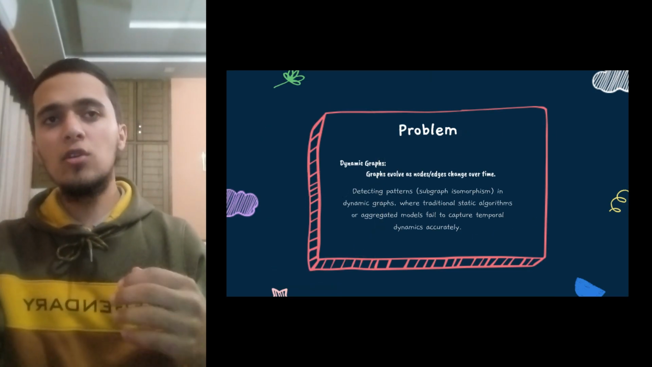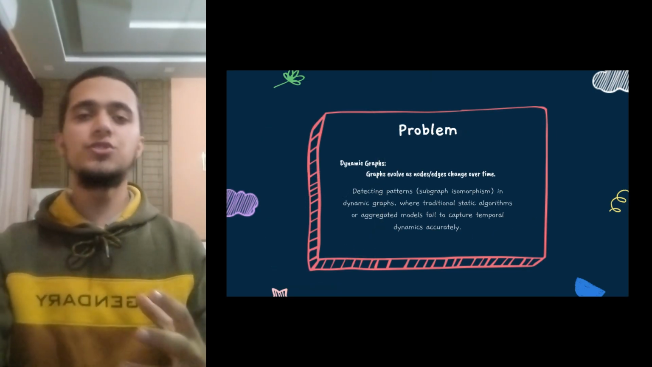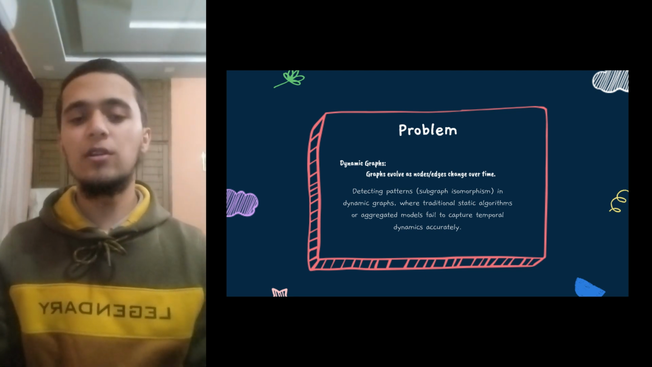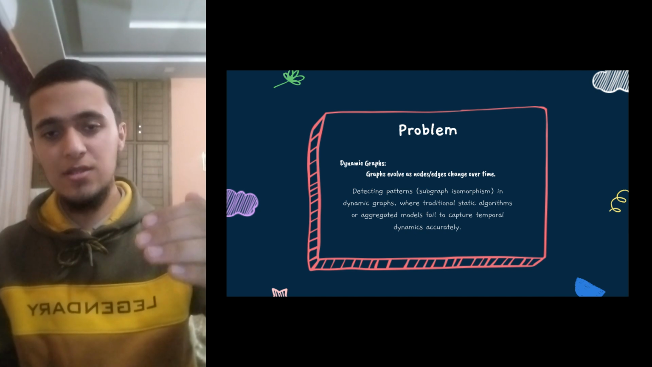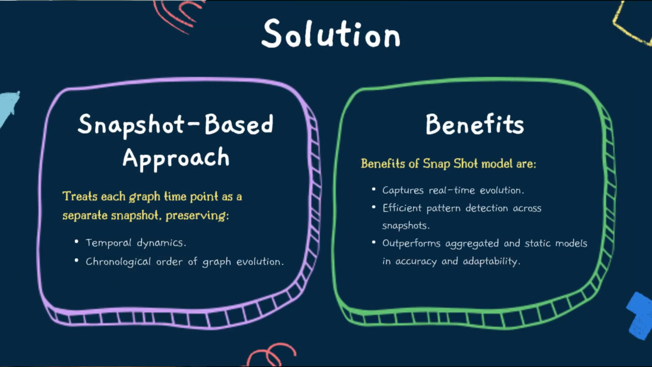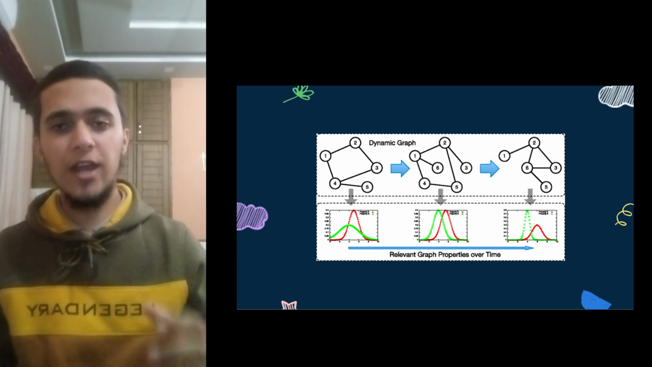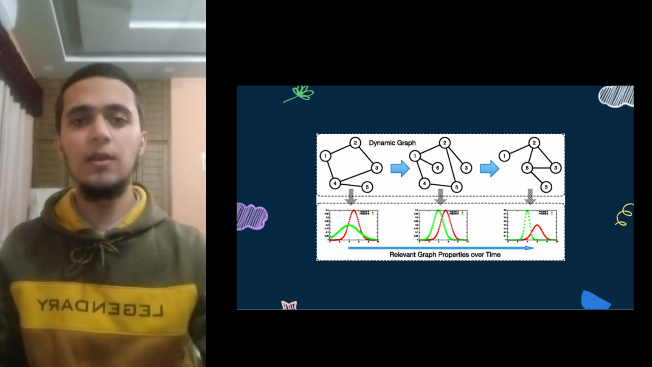Moving on, let me share how Oberoi's approach is different from others. So Oberoi's solution uses a snapshot-based representation of dynamic graphs instead of aggregated models, which helps preserve the temporal sequence of events. Basically, the chronological order of snapshots enables the detection of time-sensitive patterns. Additionally, their method performs induced subgraph isomorphism, which ensures precise matching of subgraph structures. So this approach captures dynamic changes and is better suited for scenarios where timing and detailed graph relations are critical.